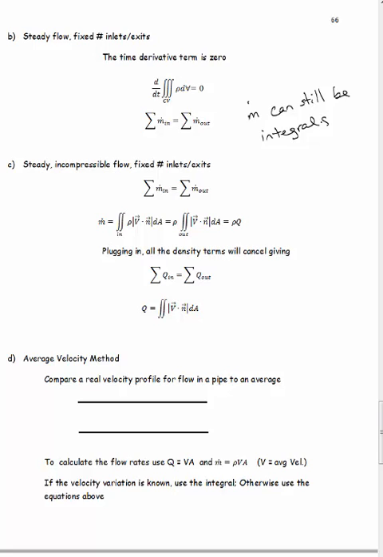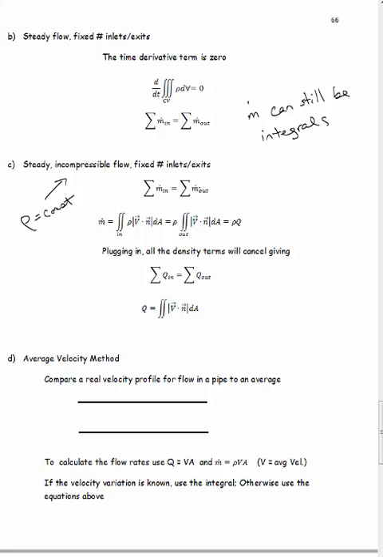Okay, incompressible again meant rho equals constant. And if rho equals constant, it can pop out of the integrals, so let's pull it out of our integral here. What we get is m dot is rho times the integral of v dot n dA. Well, that's just rho times Q. And that's going to be on both sides of this equation, so we can cancel the rhos out, and you just get the sum of the Q in equals the sum of the Q out.